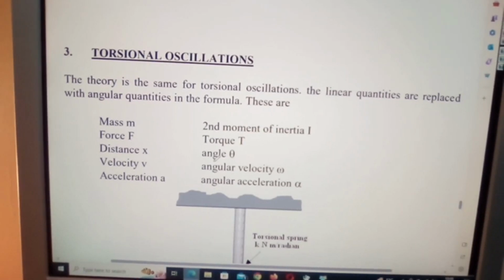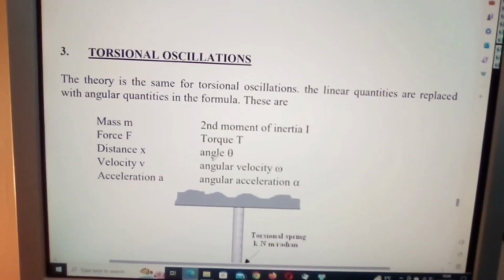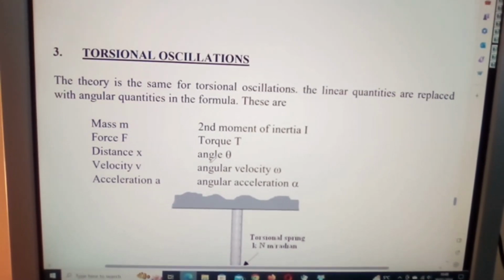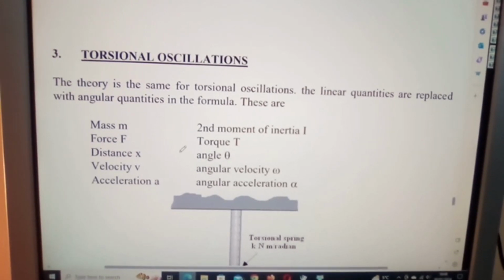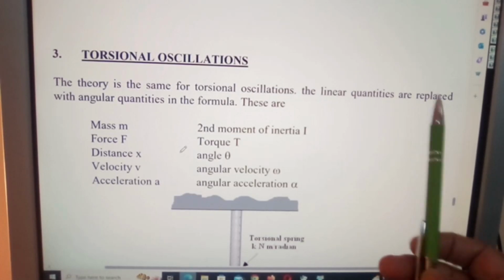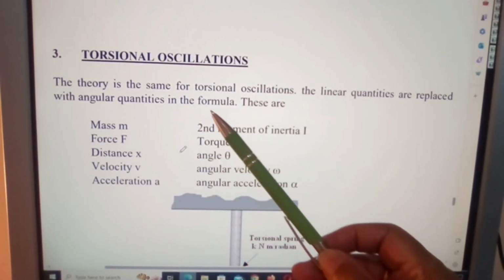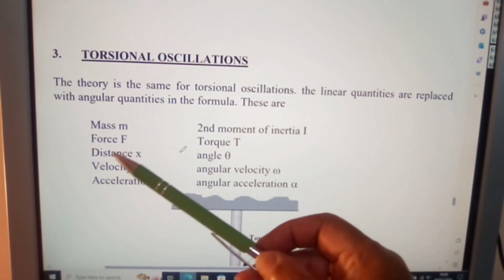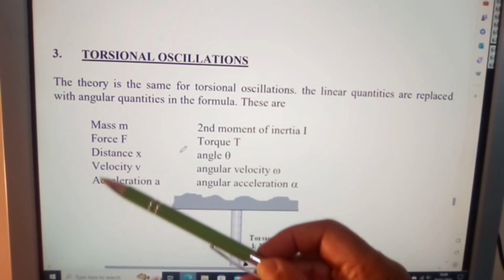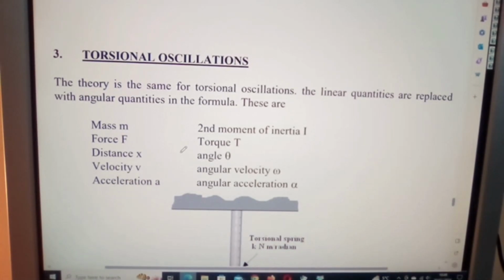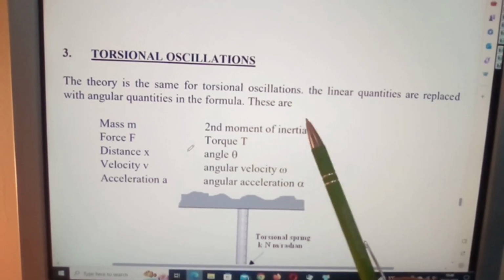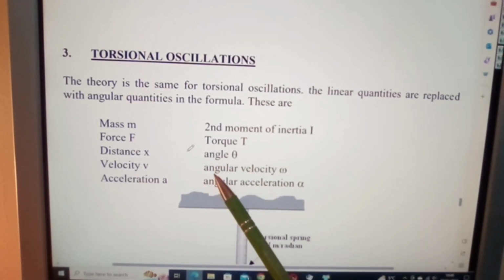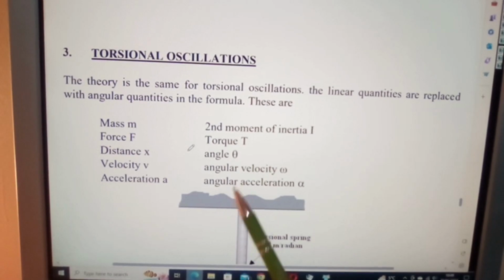Torsional oscillations. The theory is the same for torsional oscillation. The linear quantities are replaced with angular quantities in the formula. These are mass, force, distance, velocity, acceleration, replaced by second moment of inertia, torque, angle, angular velocity, angular acceleration.